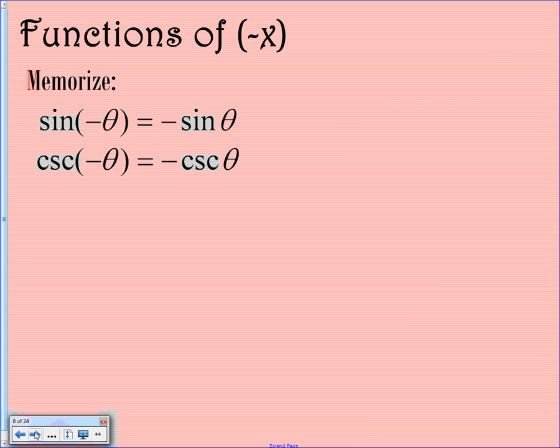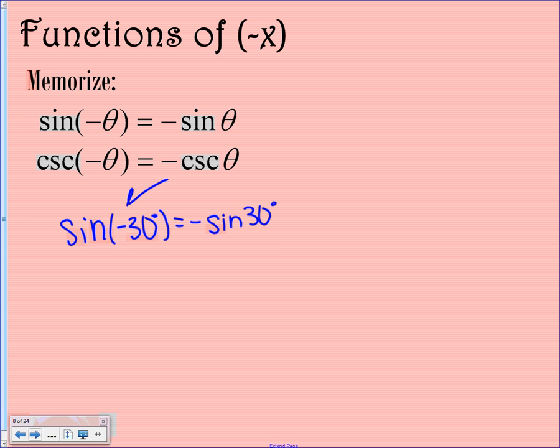That comes into play whenever we have functions of negative x or negative theta. The sine of negative theta is the same thing as negative sine theta. Likewise, the cosecant of negative theta is the same as the negative cosecant of theta. The negative on your angle can just get moved out to the front. So if you had the sine of negative 30, that is the same thing as the negative sine of 30.